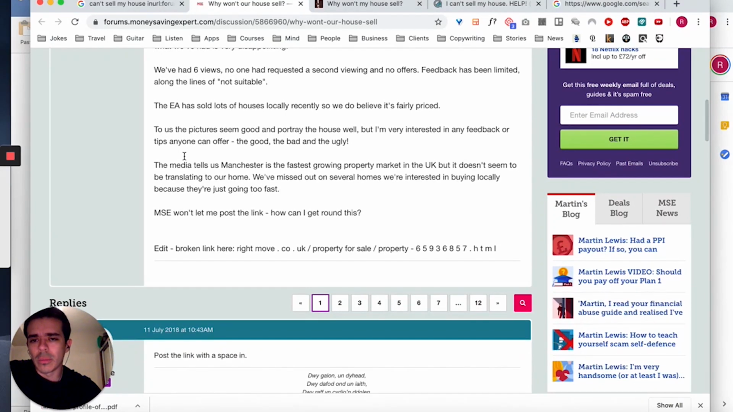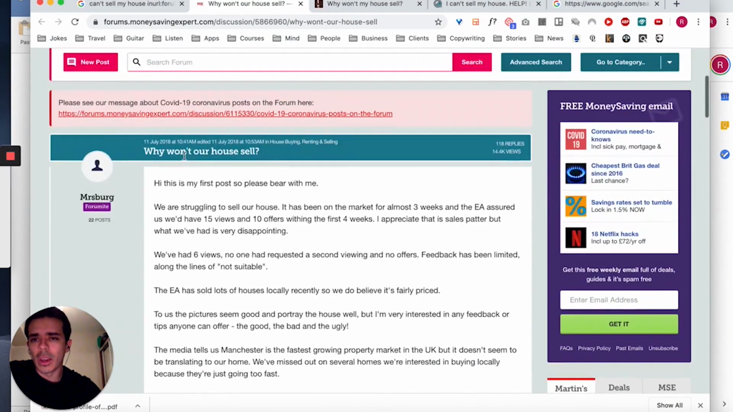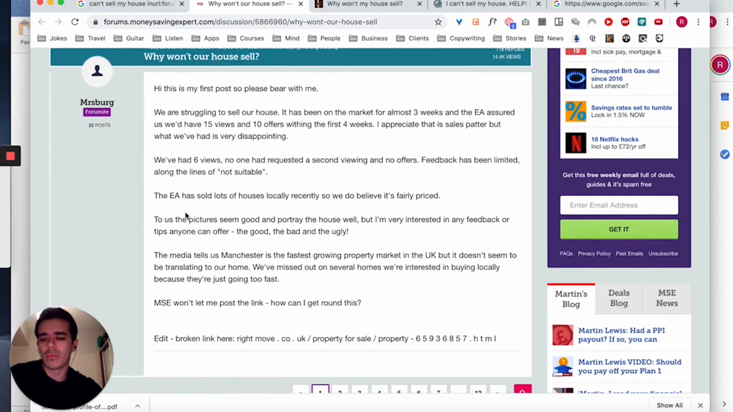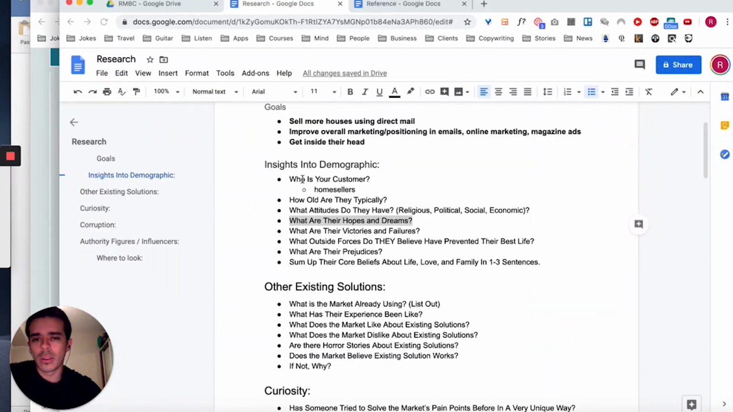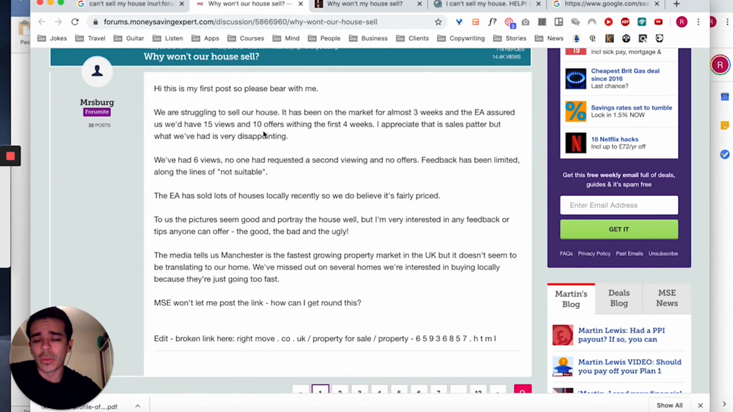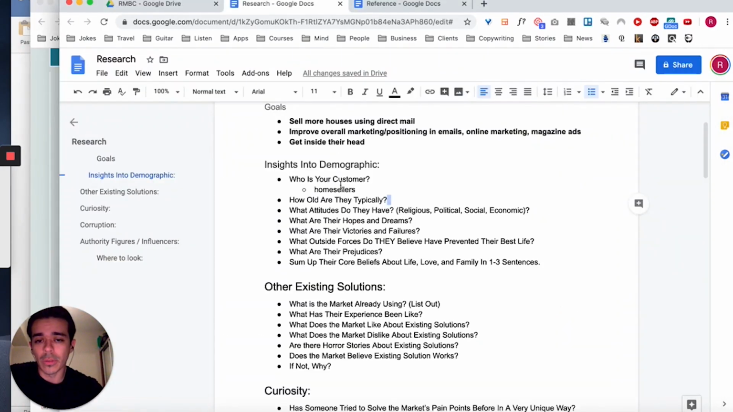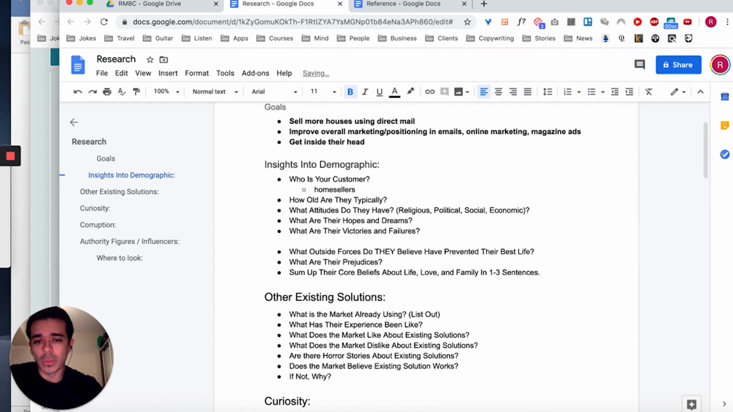The media tells us Manchester is the fastest growing property market in the UK. Ah, this is in the UK. Okay, but no problem. This is a real problem, right? This is something that's going to happen to home sellers, whether they're in Manchester or in the States or in Canada. This is a very, very real problem. So let's separate that.